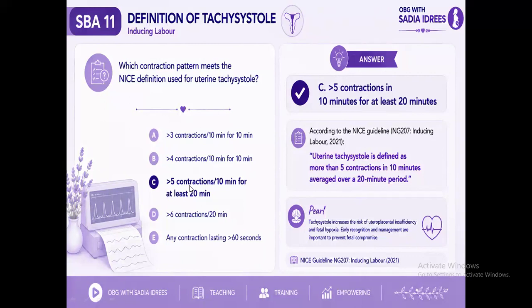Tachysystole is about frequency. Too many contractions. More than 5 contractions is a 10-minute average over a 20-minute period. Now compare that with the next term we are going to discuss, hypertonicity. Hypertonicity is not primarily about how many contractions occur. It is about how long an individual contraction lasts. So make 2 boxes in your brain. Tachysystole means too many and hypertonicity means too long. And hyperstimulation can involve tachysystole or hypertonicity with fetal heart rate changes. That distinction is extremely testable.